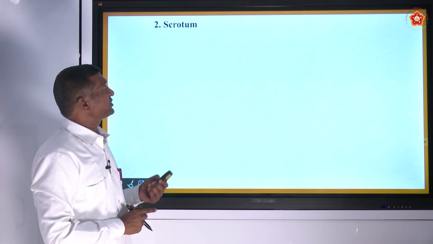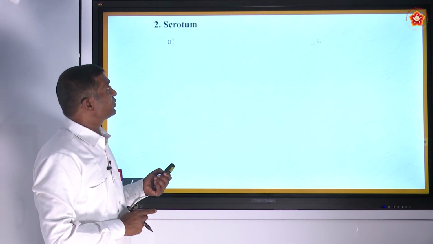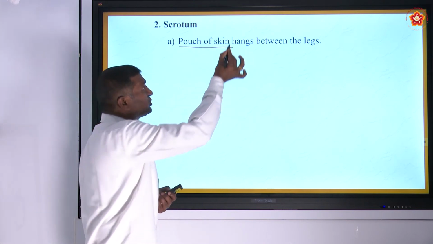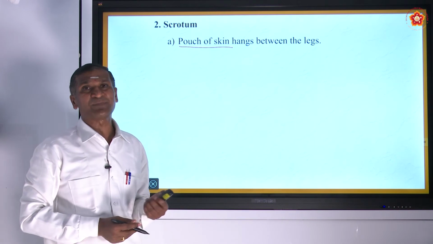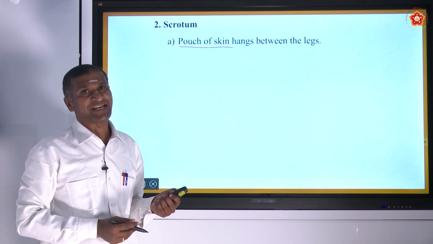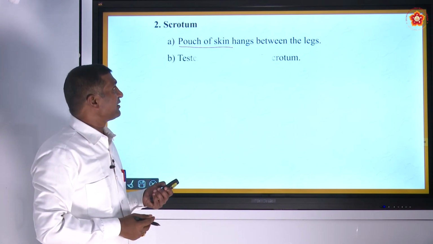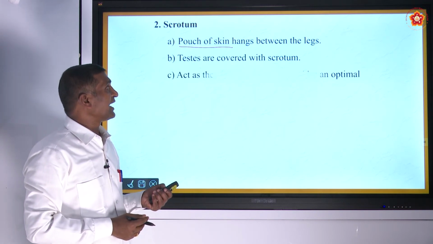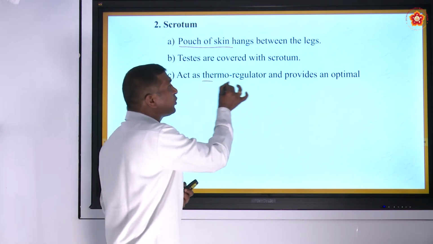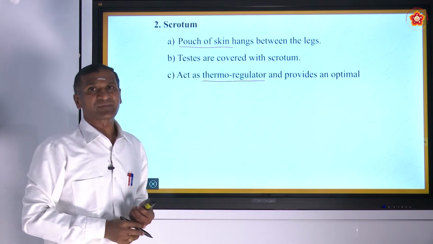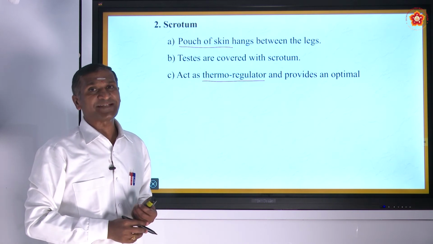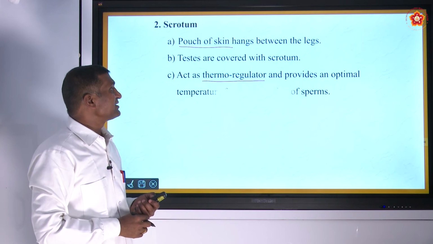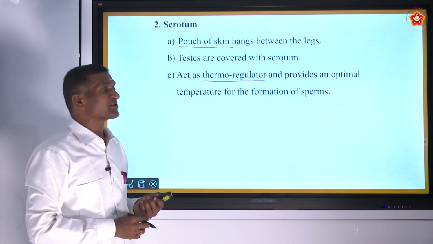The testes which we have seen, now the scrotum, which I already mentioned, is a pouch of skin which hangs between the legs in human males, where the testes are covered with the scrotum and act as a thermoregulator for temperature maintenance, and it provides an optimal temperature for the formation of sperms.